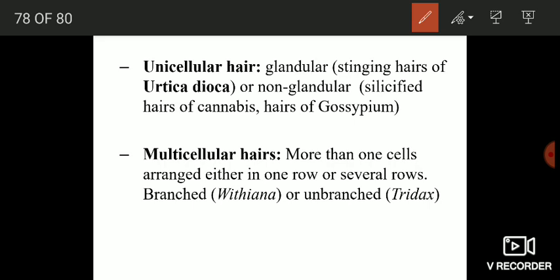And these multicellular hairs may be either branched, example is Solanum, or unbranched, example is Tridax. Simply you have to remember that multicellular hairs are those hairs which are composed of more than one cell, and these hairs may be branched or unbranched.